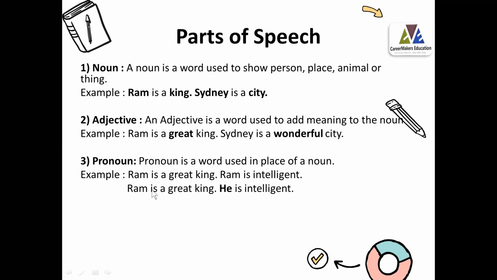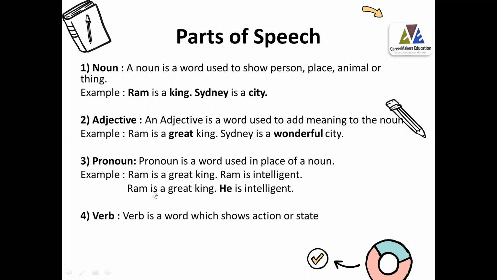The second example is Sita is a girl. Sita is beautiful. Instead of using Sita all the time, I would rather say Sita is a girl. She is beautiful. So she has replaced Sita and hence she is a pronoun. So I repeat, a pronoun is a word which is used in place of a noun.